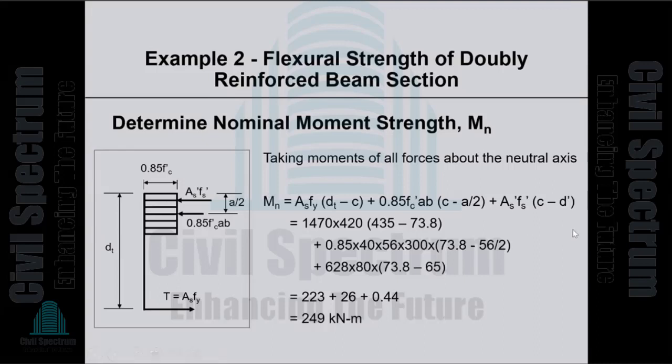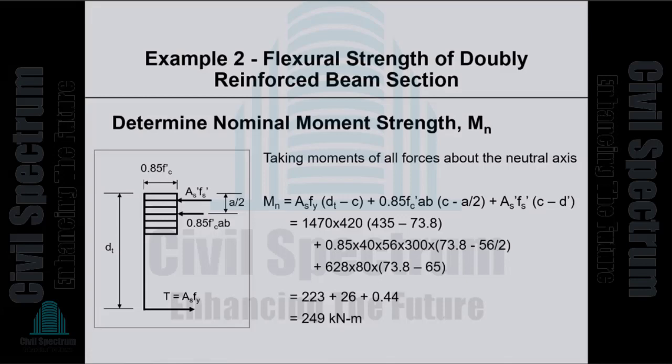So we will take internal moments of the forces. So we are taking in this case moment about the neutral axis. That doesn't make any difference where you take your moments. So this is the tensile steel force multiplied by its distance from the neutral axis. This is the compression concrete force multiplied by the distance of this resultant force from the neutral axis, that would be C minus A by 2. Then the compressive steel force multiplied by its distance from the neutral axis, which would be C minus d prime. When we put all the numbers in, it comes out to 249 kilonewton meters.